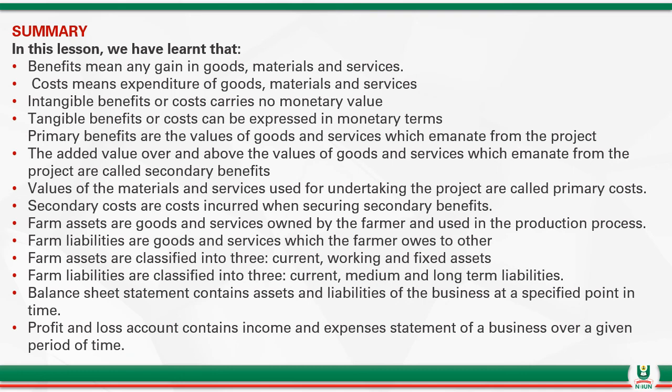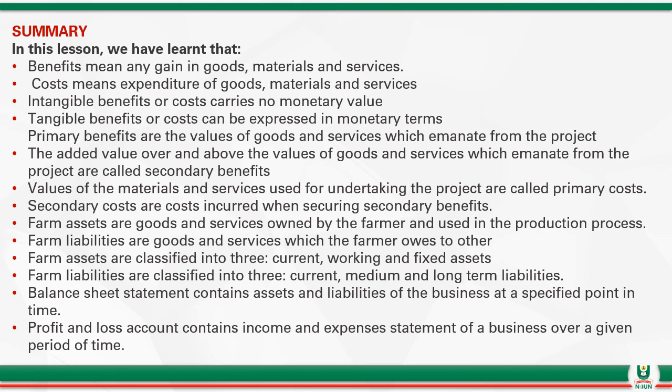Primary benefits are the value of goods and services which emanate from the project. The added value over and above the value of goods and services which emanated from projects are called secondary benefits. Value of materials and services used for undertaking the project are called primary costs. Secondary costs are costs incurred when securing secondary benefits.